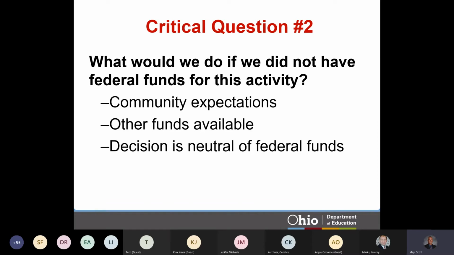This is a good way to determine if the decision for the federal funds is neutral, known as the neutrality test. This is a measure of determining a district's or building's supplement, not supplant. When it's supplemental, it can be paid with federal funds. If a district or building would be required to do a specific activity due to the expectations of the community or past practices, then it may not be supplemental. There is some great guidance available in the document library for this.